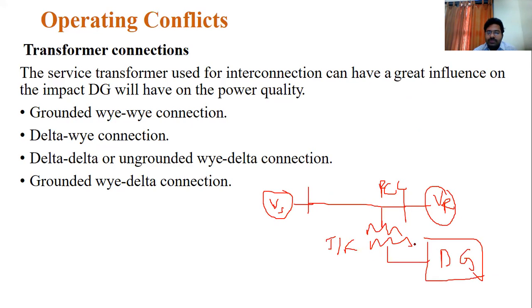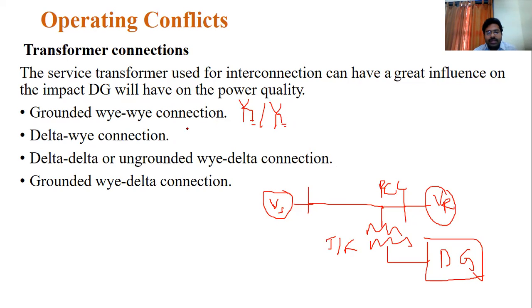Okay, to this transformer. Now we are assuming four different types of transformer connection. The first one is the Y-Y connection, grounded. Grounded Y means star to star connection. Y-Y connection means star connection; we also call it a Y connection, grounded connection.